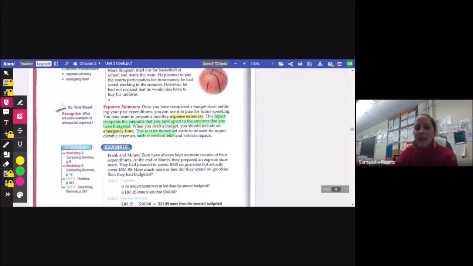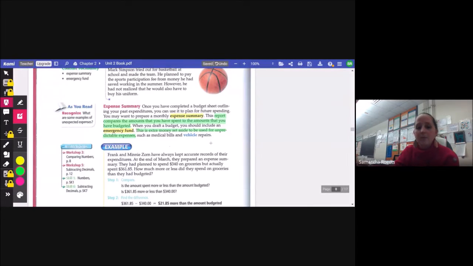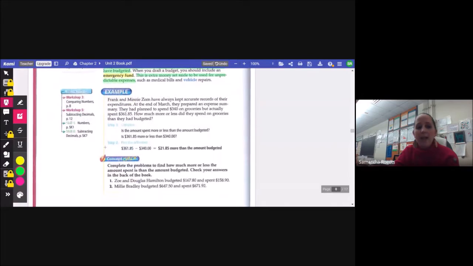When you draft a budget, you should include an emergency fund. This is extra money you set aside to use for unpredictable expenses, such as medical bills and vehicle repairs.